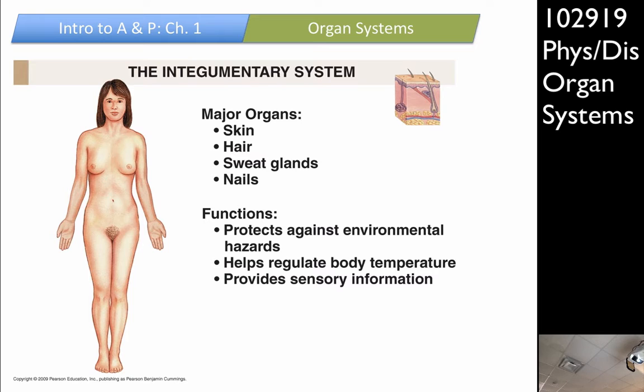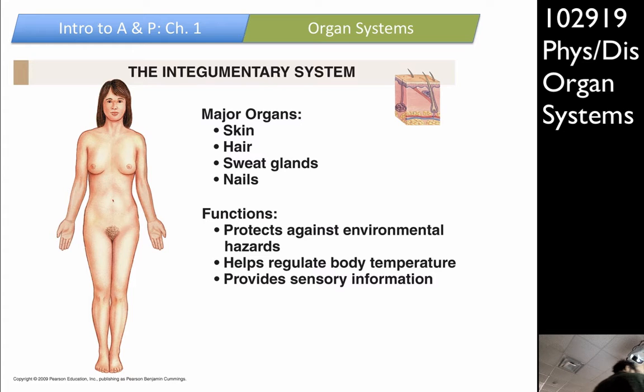Yeah, it protects against environmental hazards, not just pathogens. It protects against chemicals. It protects against UV radiation. But beyond that, it's also the warm coat that the body wears. It helps you regulate body temperature. Not just warm, but it helps cool you down. How does your skin help cool you down? You sweat. That's it. Yeah, I said sweat glands.